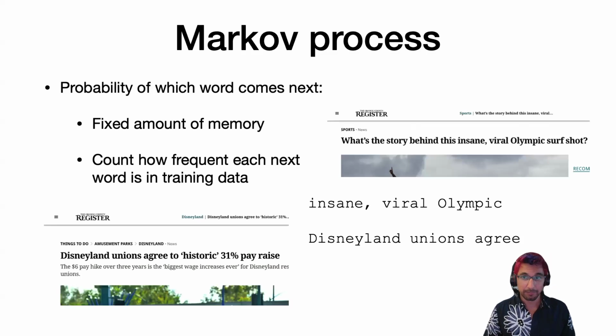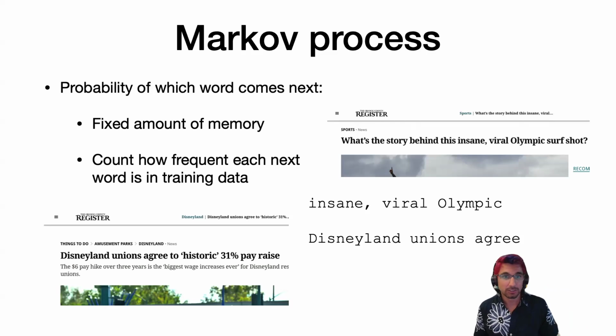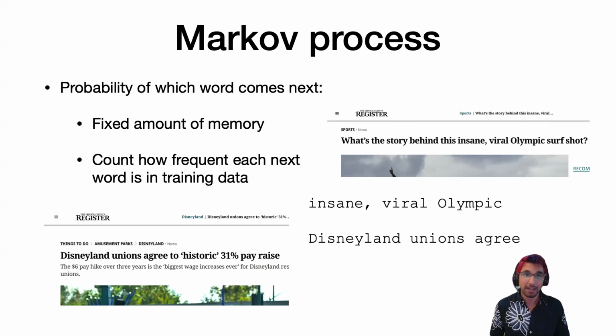Now, there's a second problem. Even with just 3 words, you sometimes get a set of 3 words that don't have any data. So just looking at the newspaper today, I found these 2 headlines on the front page. And both of them include a sequence of 3 words that has never occurred in that sequence on the internet before. I Googled the phrase "Disneyland unions agree," and the only thing that came up was this article. Similarly, the phrase "insane viral Olympic," the only thing that came up was this article.